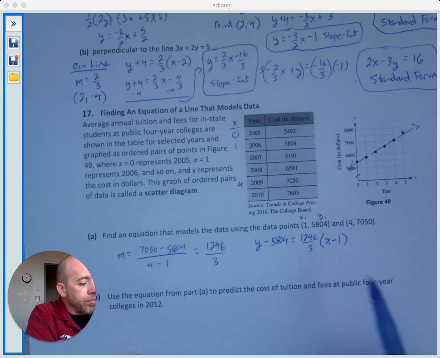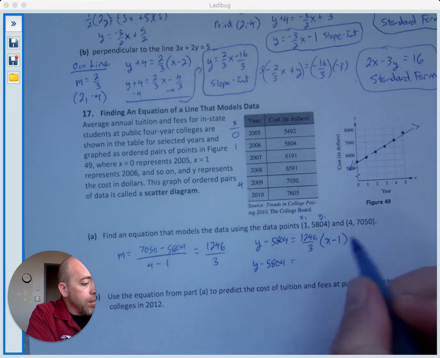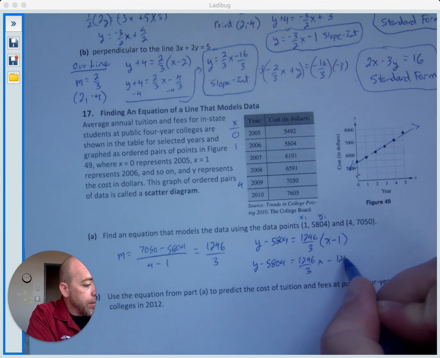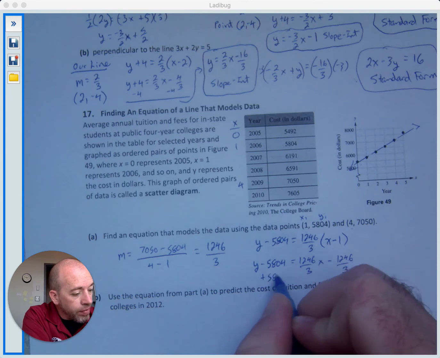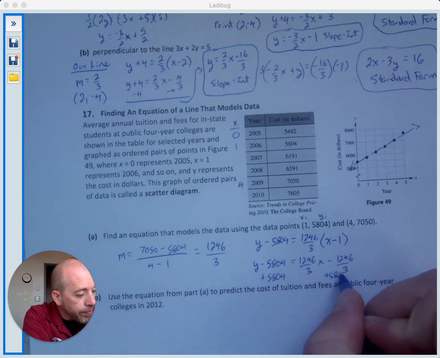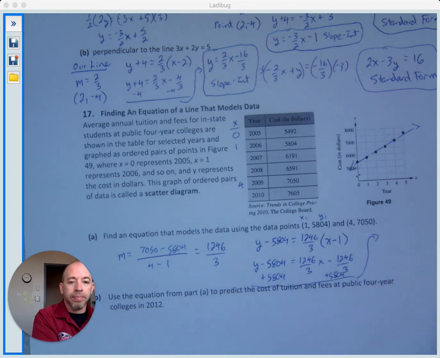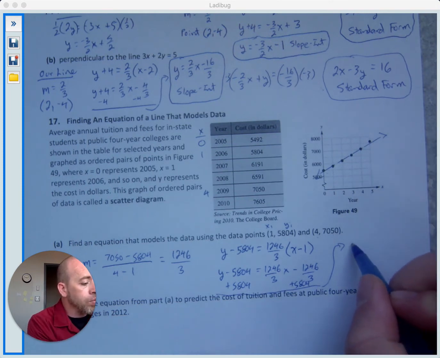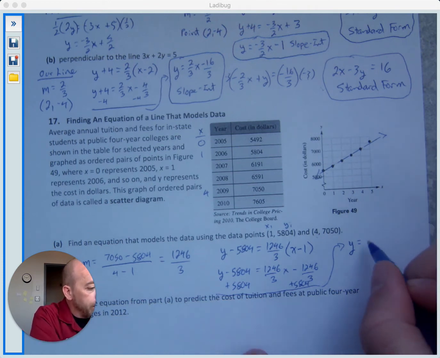I'm going to distribute, right? So we have y minus 5804 equals 1246 over 3 times x minus 1246 over 3. And then we're going to add 5804 to both sides. And then we should get an equation in slope-intercept form. Since we're not told what form to use, I'm just going to leave my equation like that. So y equals 1246 over 3 times x.